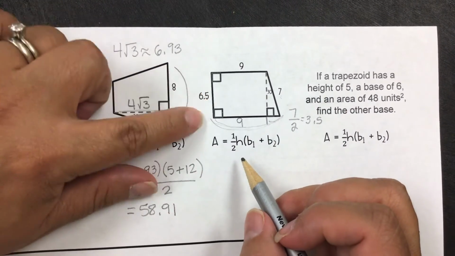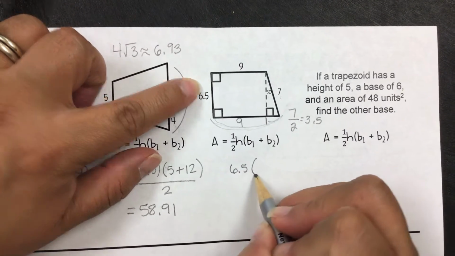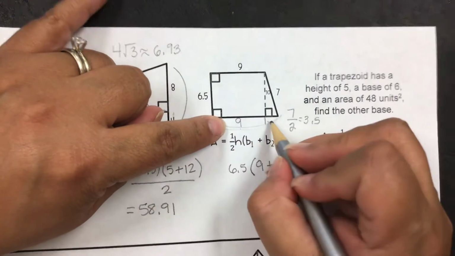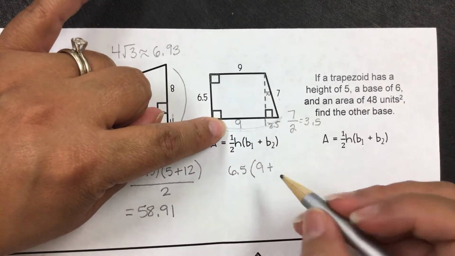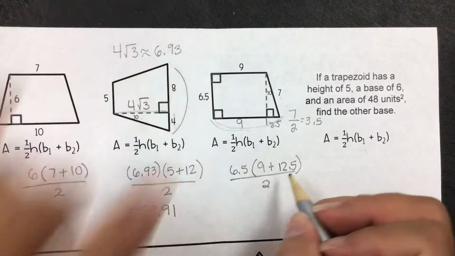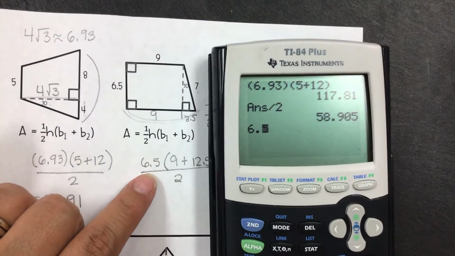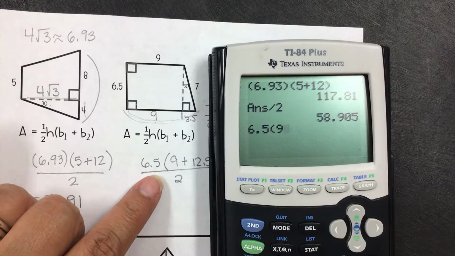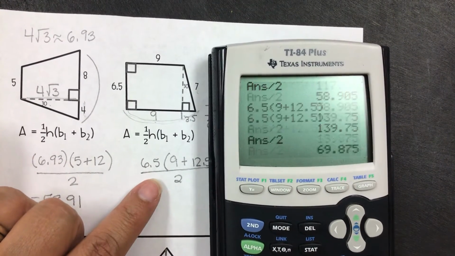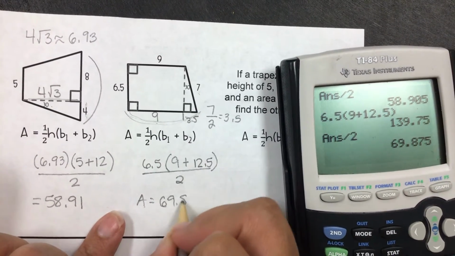Here's the height over here, so we didn't need to solve for it. So the height is 6.5 times the bases. One is 9, and then the other one is 9 plus that 3.5, which gives you 12.5. And then divided by 2. Go ahead and just put it in the calculator. 6.5 times 9 plus 12.5. And then divide by 2. The area is 69.88.